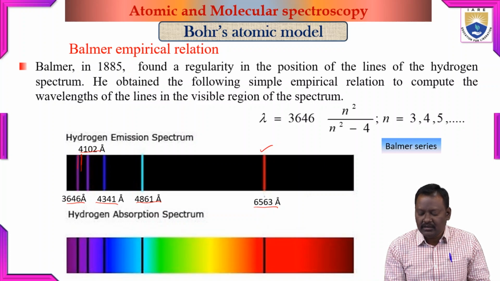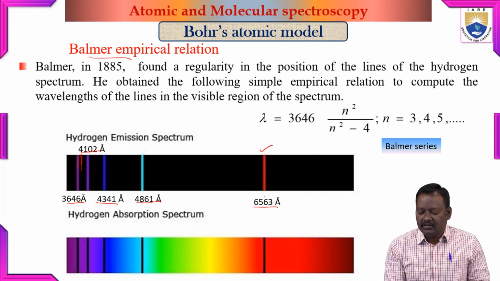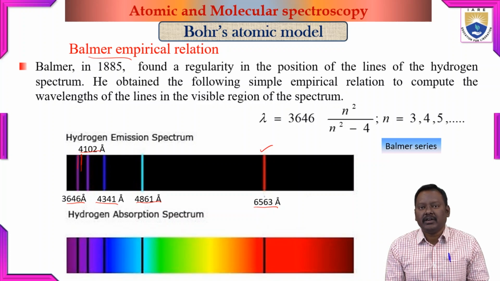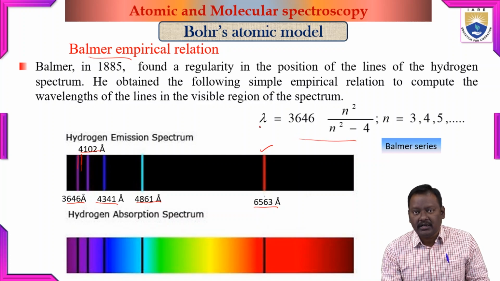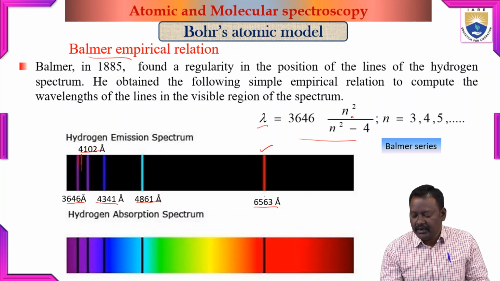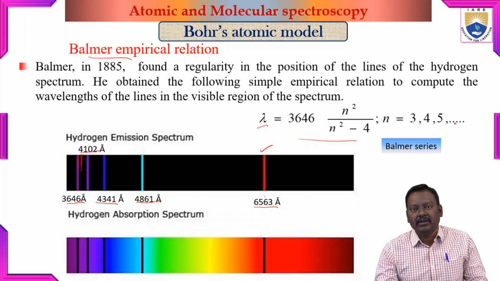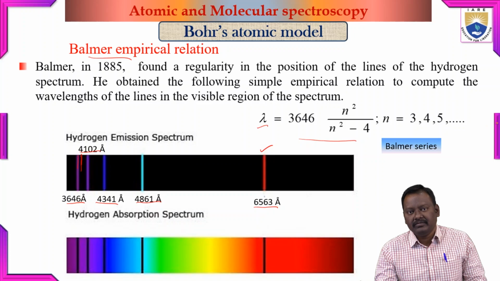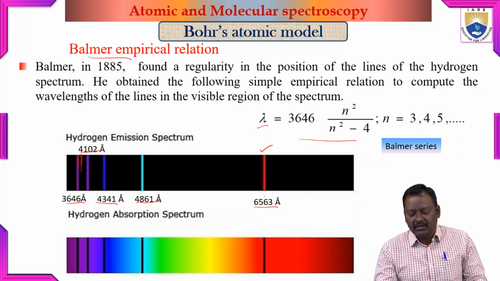For these, the scientist Balmer gave an empirical relation. They follow a particular regular manner, so he gave a relation in terms of wavelength: lambda equals 3646 into n square by n square minus 4, where n is equal to 3, 4, 5, etc. All the lines follow this particular formula.